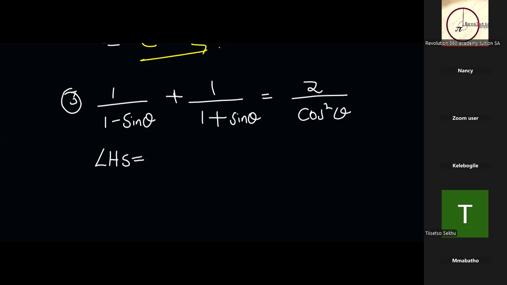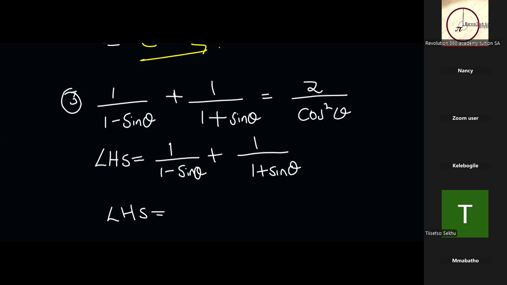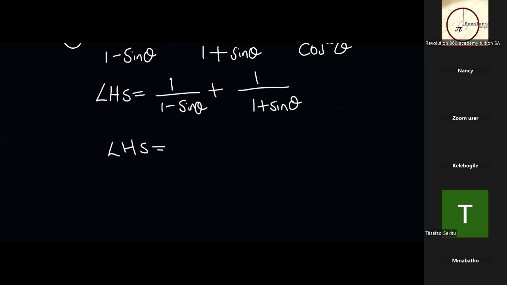So you'll write the left-hand side as it is: 1 over 1 minus sin theta, plus 1 over 1 plus sin theta. And then remember, I told you that when you have a positive sign or a negative sign, you cross multiply. So 1 times 1 plus sin theta is 1 plus sin theta. And then don't be confused, this plus sign here is the one that I'm going to write now. Plus, then you cross multiply: 1 times 1 minus sin theta is 1 minus sin theta.